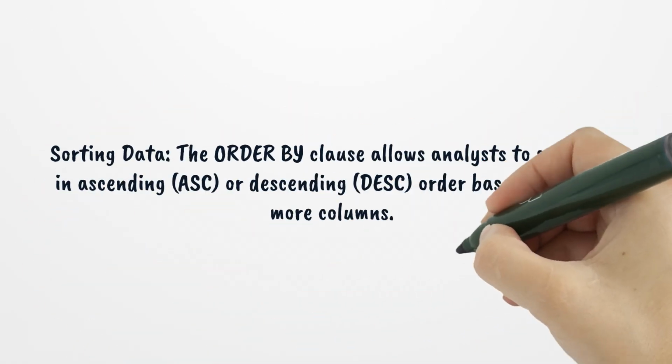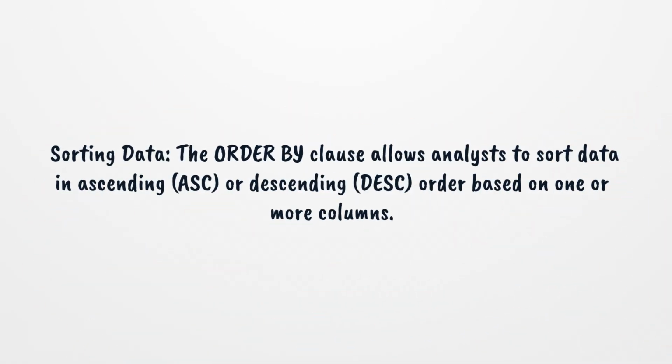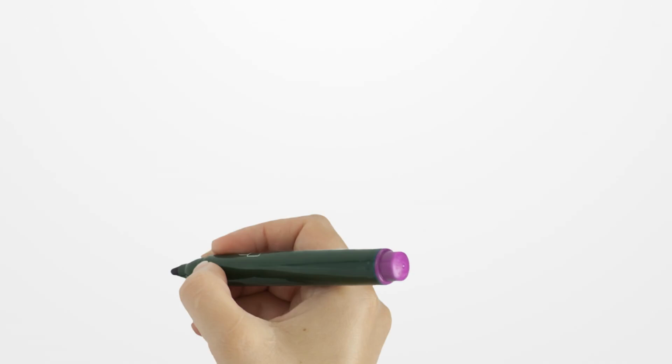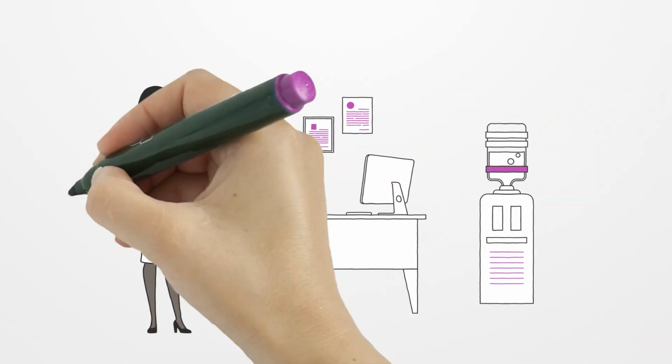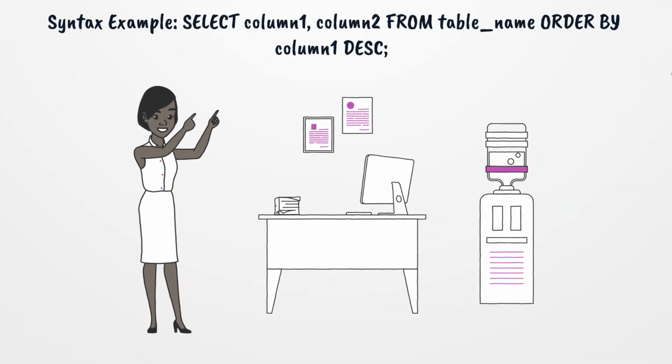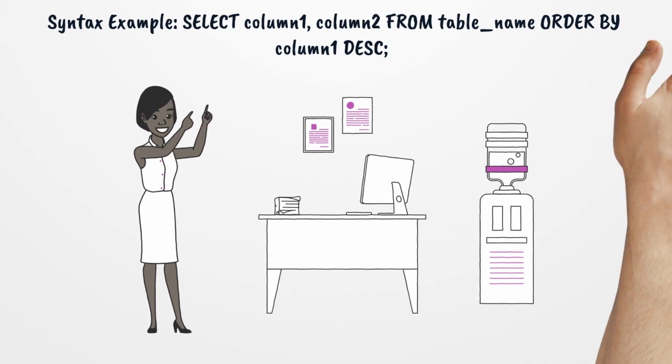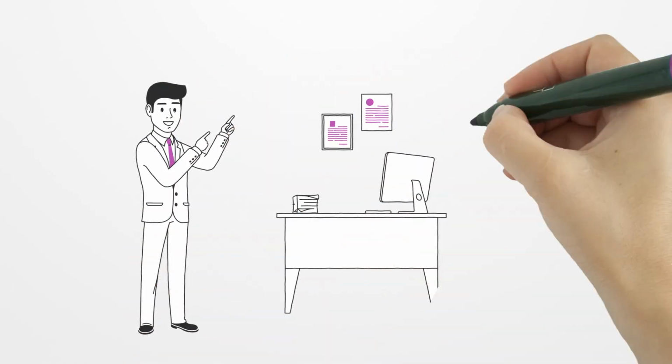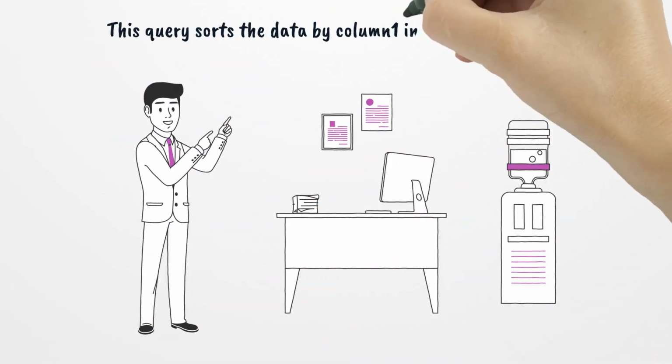Sorting data. The order by clause allows analysts to sort data in ascending, ASC, or descending, DESC, order based on one or more columns. Syntax example. Select column 1, column 2 from table_name order by column 1 DESC. This query sorts the data by column 1 in descending order.